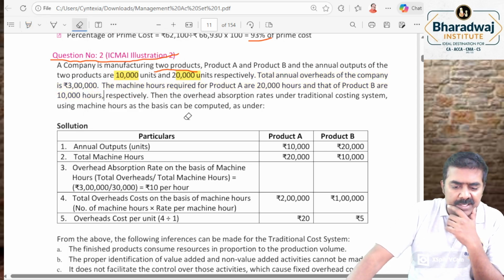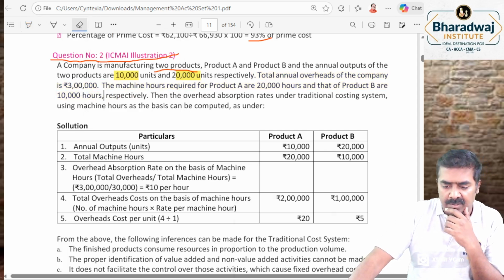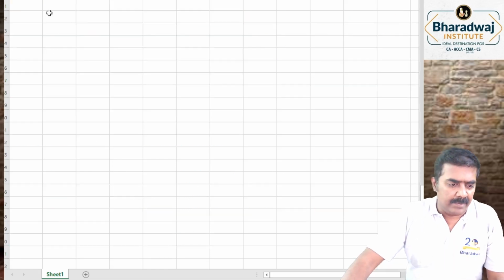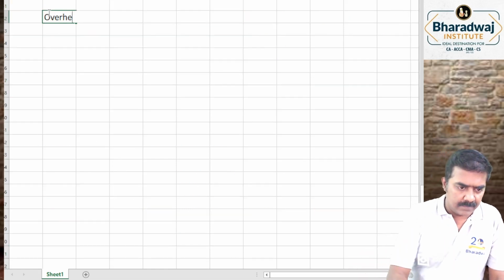There is a solution given, but let us not look at that. Let us solve it in our own style. Okay, simple. Tell me, what is the total overheads for the factory?